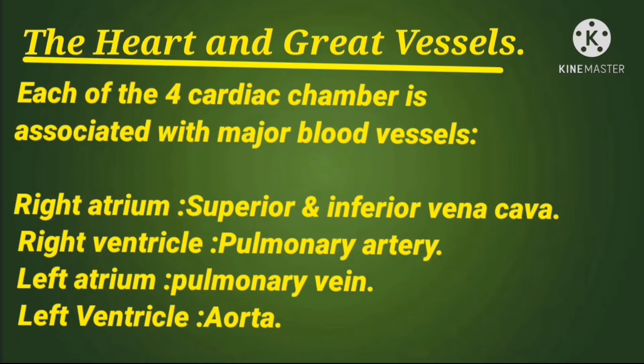The heart and great vessels. Each of the four cardiac chambers is associated with major blood vessels. Right atrium associated with superior and inferior vena cava. Right ventricle associated with pulmonary artery. Left atrium associated with pulmonary vein, and left ventricle associated with aorta.